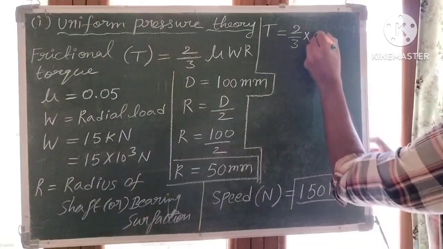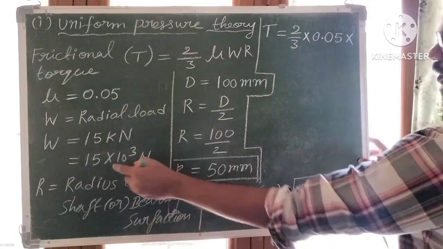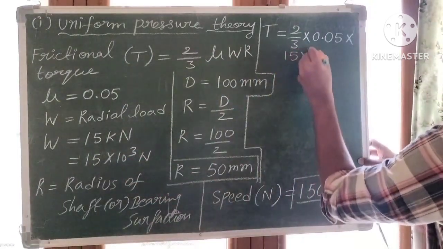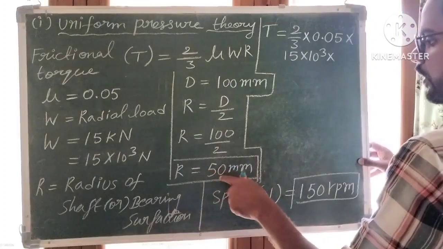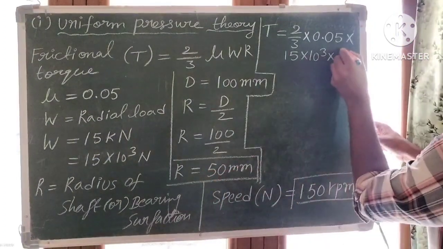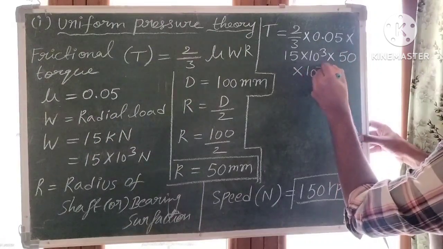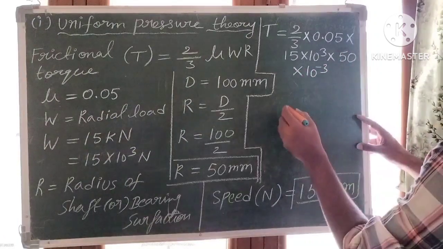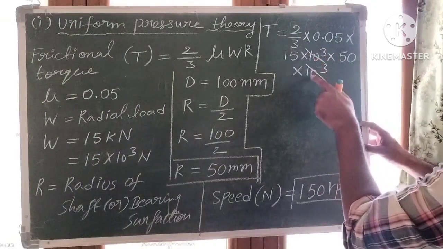The frictional torque formula is 2/3 into mu. So what is the mu value? Coefficient of friction 0.05, into W value, how much? 15 into 10 cube, into the radius. So the radius is 50 mm. So we have to convert mm into meters. 1 mm is equal to 10 to the power minus 3 meters. Okay? So 10 cube and 10 to the power minus 3.